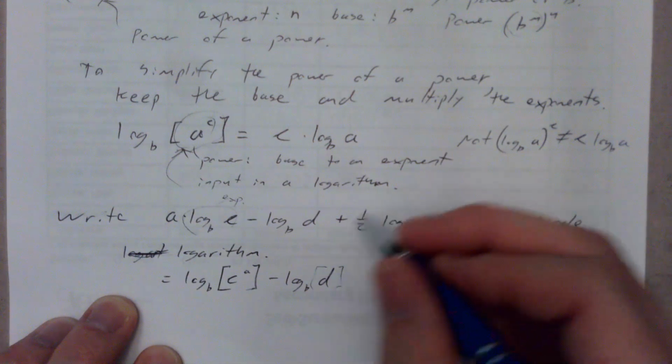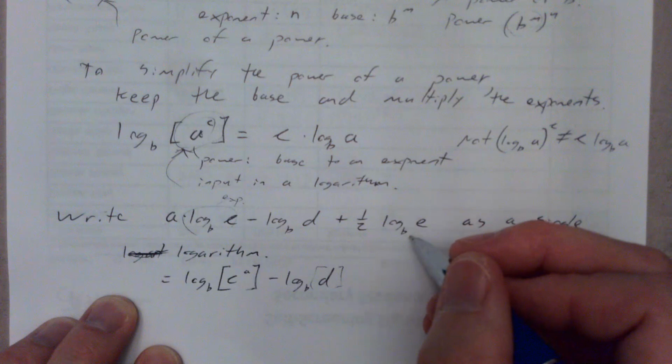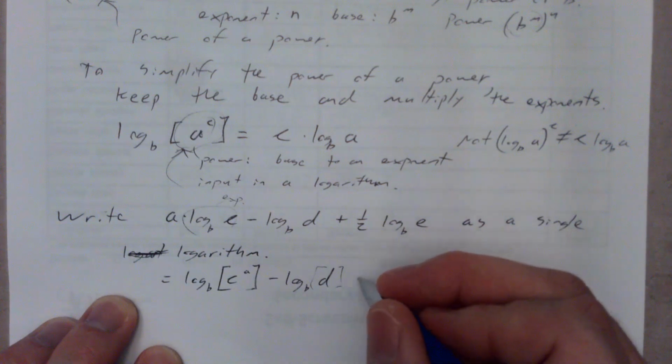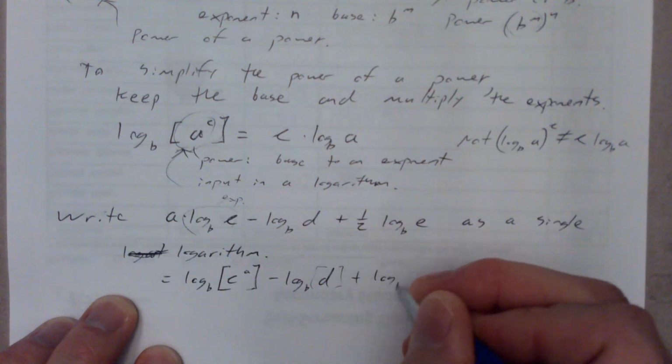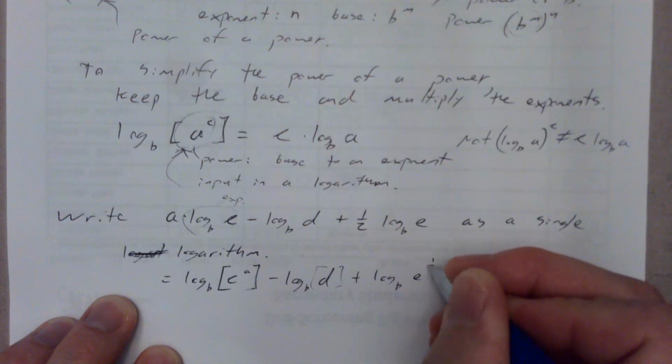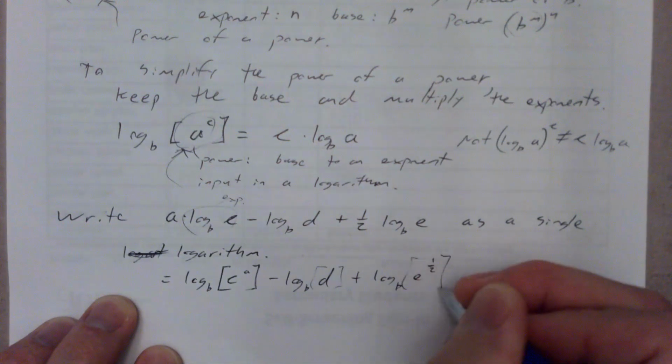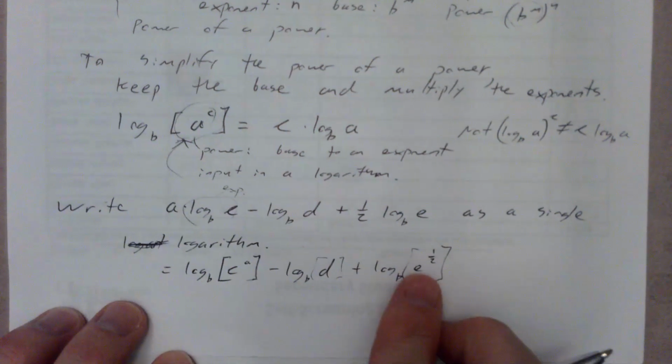And let's try this right here. 1/2 times log base b of e we could write as log base b of e to the exponent 1/2, but we're usually prompted to use integer exponents. So I'll deal with you in a sec here.